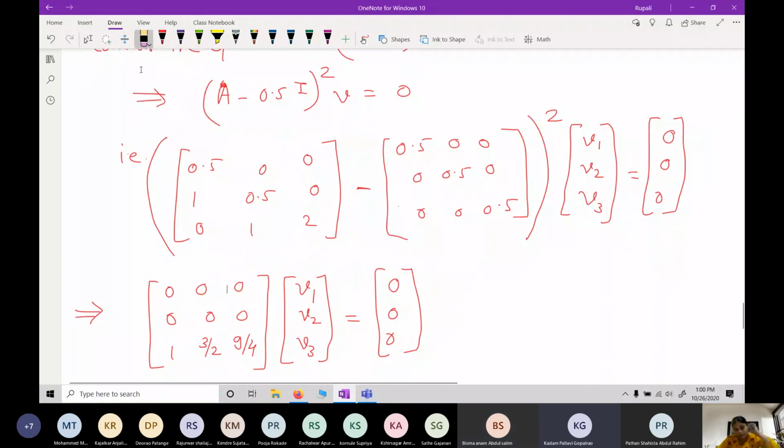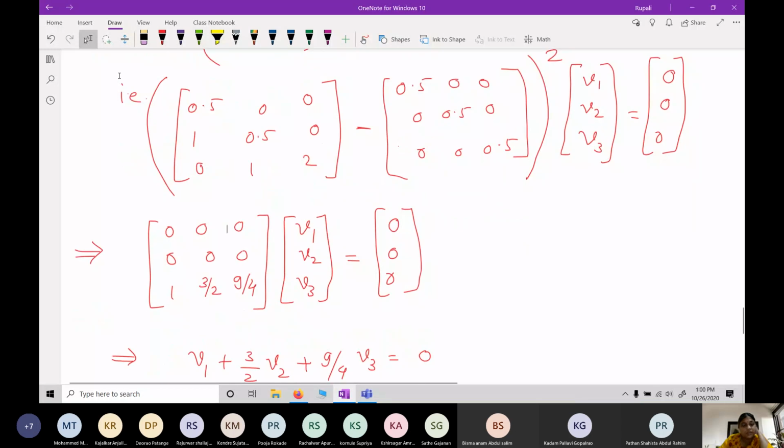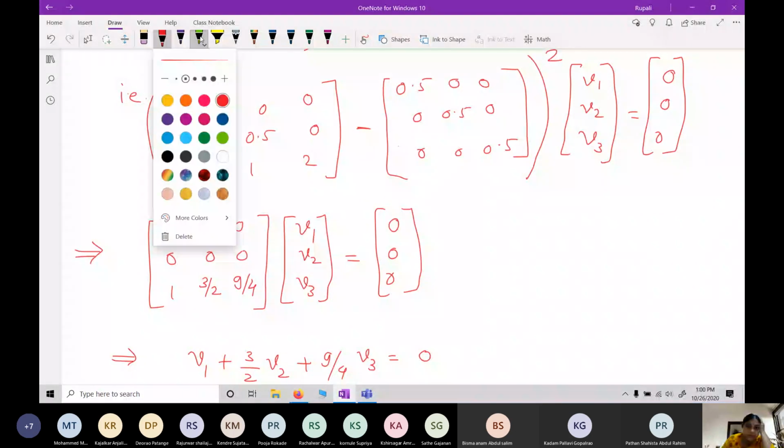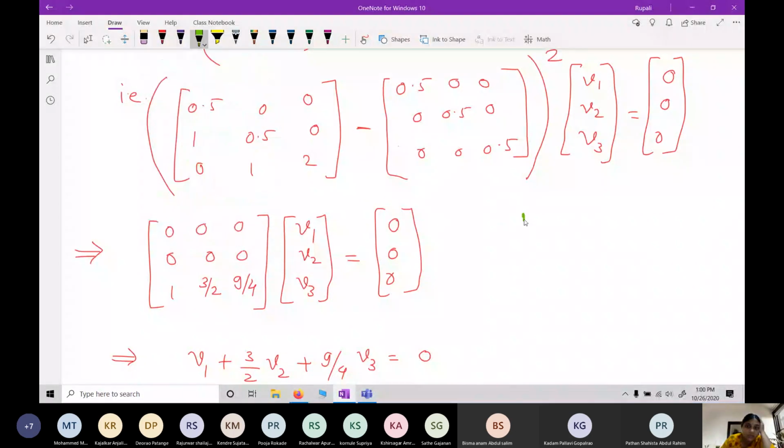Okay, let me check. So if I do this one, the last row will be 0, 1, 9 by 4, probably. Let me check in a minute. What will be first? It's 0.5 minus 0.5, so the first row is 0 only. Second row is 1, 0, 0.